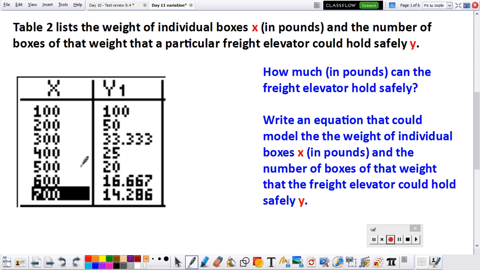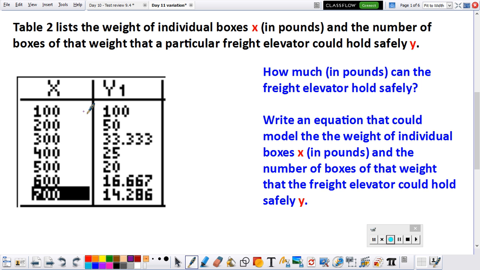All right, I want you to consider a second table. Again, no significance to the fact that this is highlighted; that's just where the cursor was. It lists the weight of individual boxes in pounds and the number of boxes of that weight that a freight elevator can hold safely. So if you have boxes that weigh 100 pounds, you can put 100 boxes. If you have boxes that weigh 200 pounds, you can put 50 boxes. The questions I want you to think about are: how much in pounds can the freight elevator hold safely? Please write an equation that would model the weight of the individual boxes in pounds, and how many boxes could the freight elevator hold?